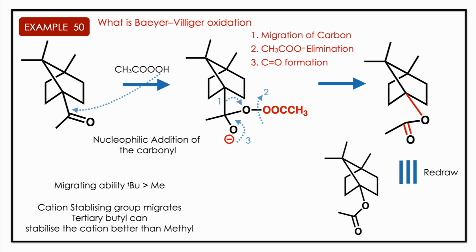So migration leads to a new CO bond and carbonyl formation. You end up with an ester. If you redraw nicely, you can clearly see oxygen inserted between the carbonyl and the ring. The concept you have to learn here is that a ring carbon can also migrate if there is less steric effect.